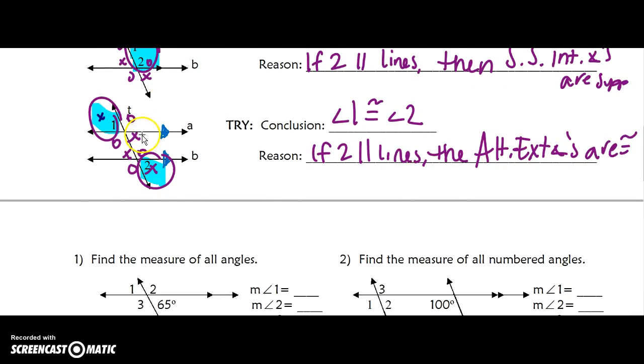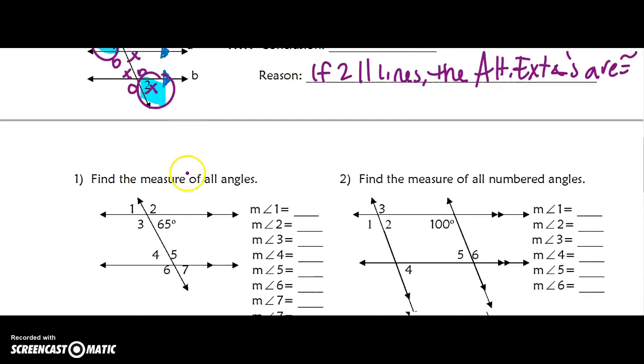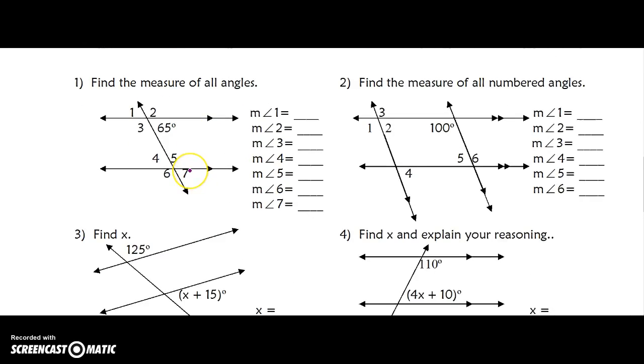Let's take a look at some images with numbers. So here it says find all the measures of all the angles. Well, in example 1, I only give you one angle, and that's 65 degrees. So how are you supposed to find the 7 other? If you said tic-tac-toe, then you're right.